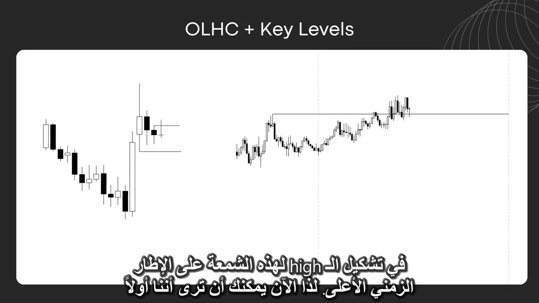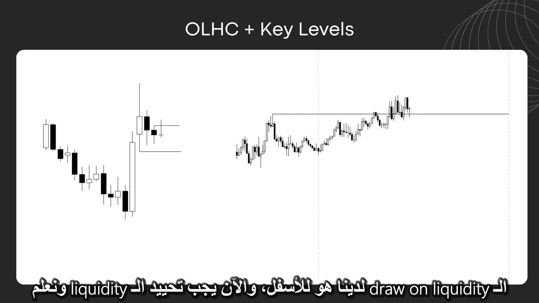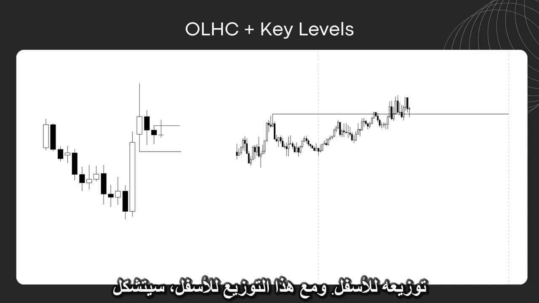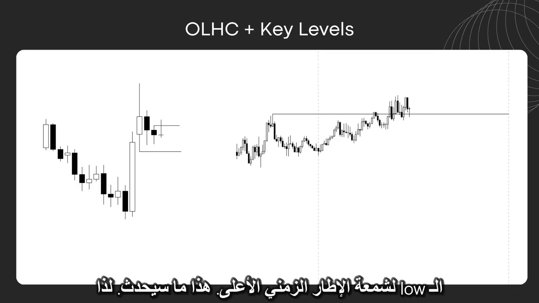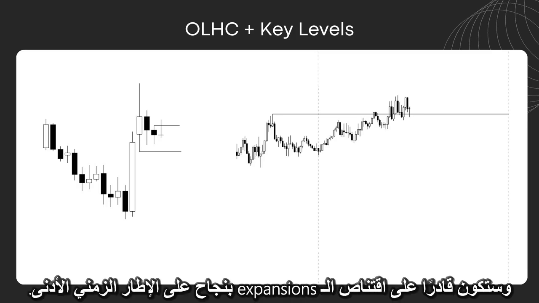So now you can see we first generated liquidity, then we purged it, we formed the high, and now we know that our higher time frame liquidity is lower, and now the liquidity has to be neutralized, and we know that that's going to happen by price having an expansion or distributing lower. And with that distribution lower is going to form the low of the higher time frame candle. That's what's going to happen. So your job would be to enter right now and use an entry model to enter right here, and you're going to be able to successfully catch the expansions on the lower time frame.